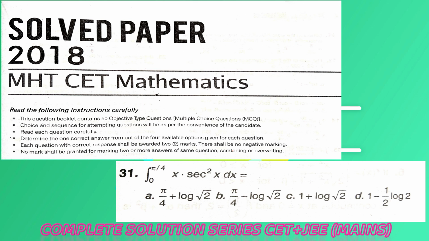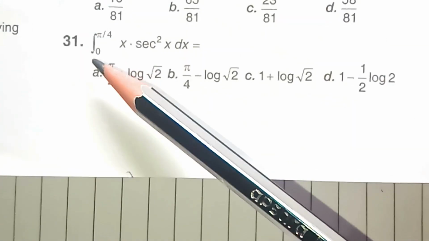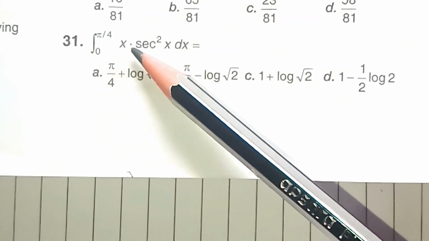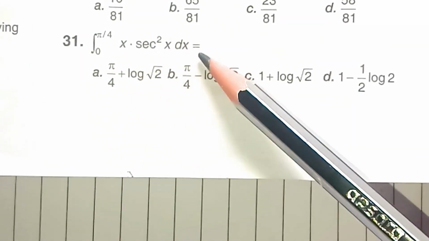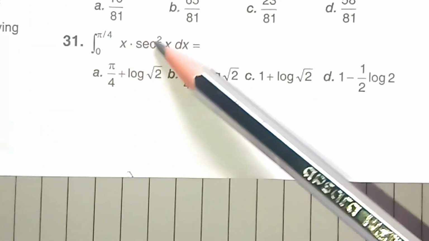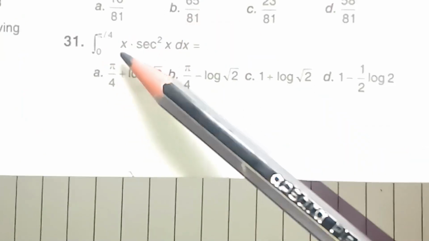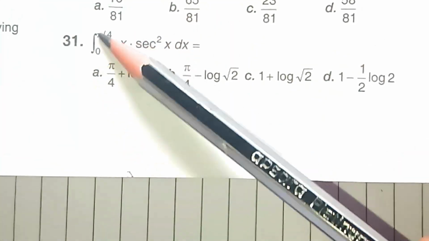First of all, we read the question and then we will move further to the solution. So let's read the question. Here in question number 31, we are given the integral of x sec square x dx, with limits 0 to pi by 4. So we have to find the integration first and then apply the limit 0 to pi by 4. It is quite an easy question. We just have to apply the integration and then substitute the limits.